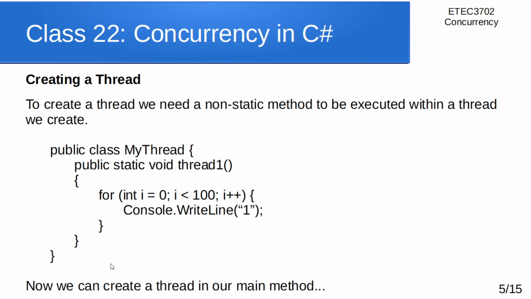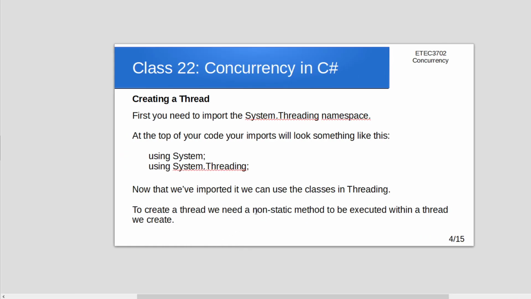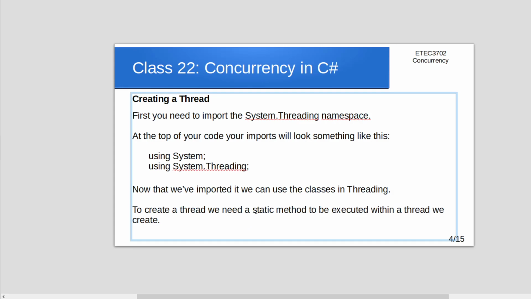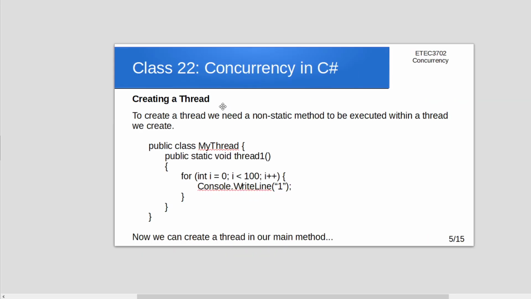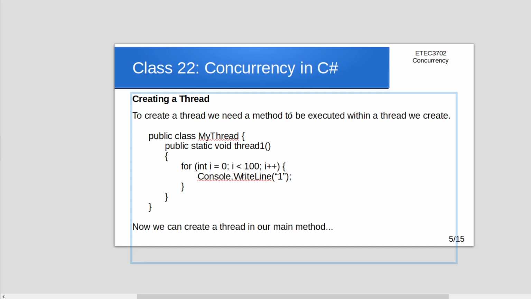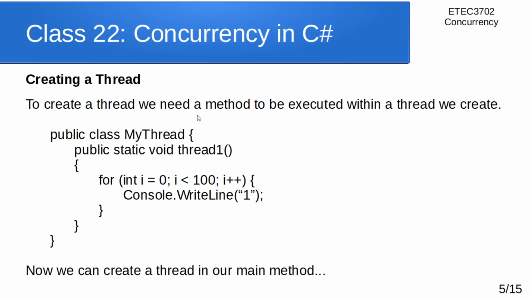So maybe I should say in that previous thing, I shouldn't say need a non-static. Maybe we should say something more like a static method or instantiated non-static method. And so that's essentially creating something that's going to behave like a function for us. And it has to be in memory somewhere. So here, to create the thread, we're going to need that. We have that code. It needs to live in memory somewhere. So it needs to be a static method, or it needs to be in a class that then has an instance.